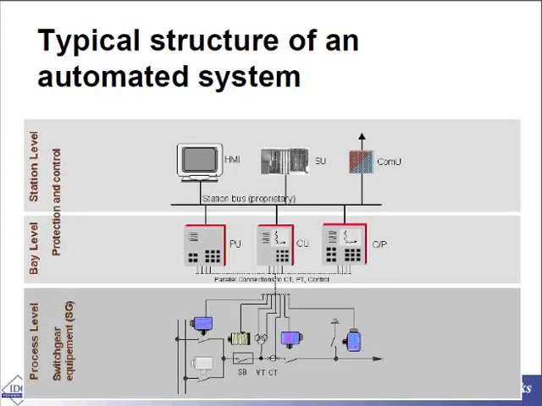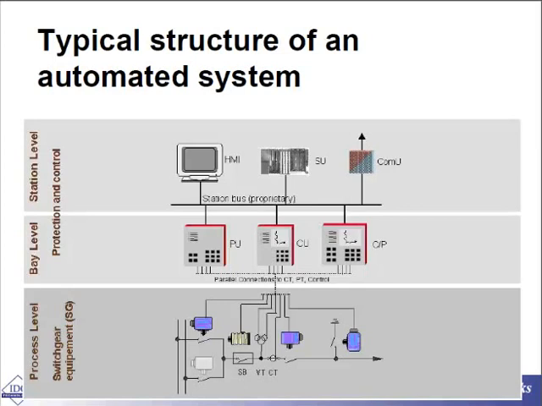So what are the three main modules of this system? One of them is what we call the process level, another one is the bay level, and another one is the station level. At the process level, you have got direct contact with the field devices, such as VT, CT, circuit breaker, switchgear, all the equipment, temperature control, pressure control, frequency control, voltage control, current control, power frequency control, a lot of things like that. Motors, generators, compressors, transformers.